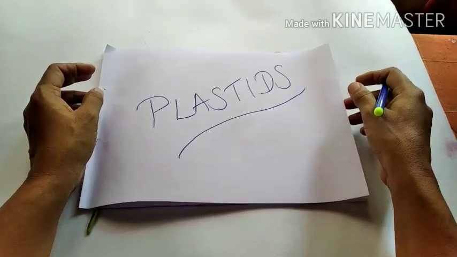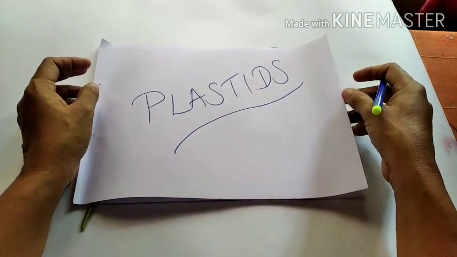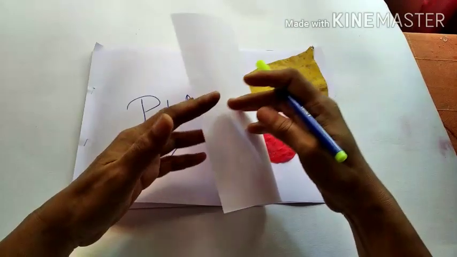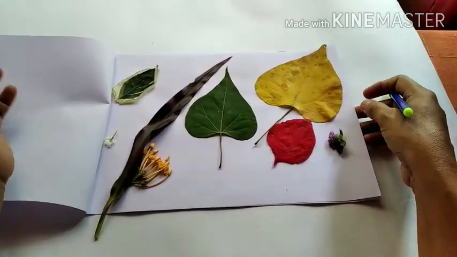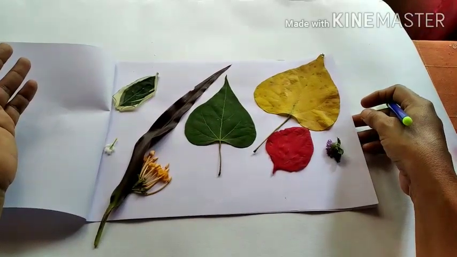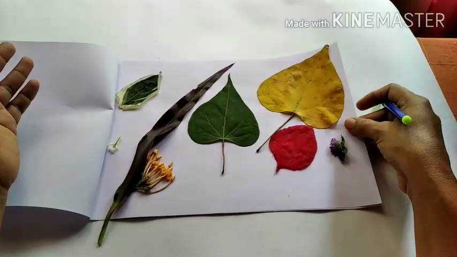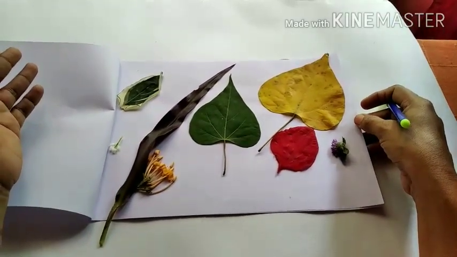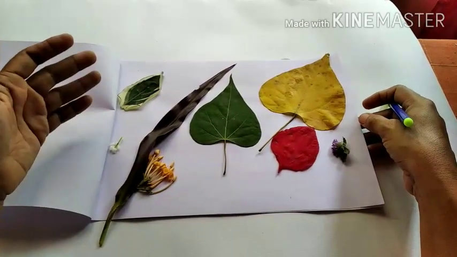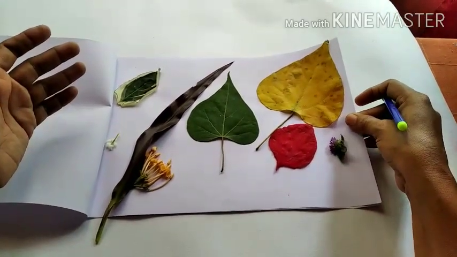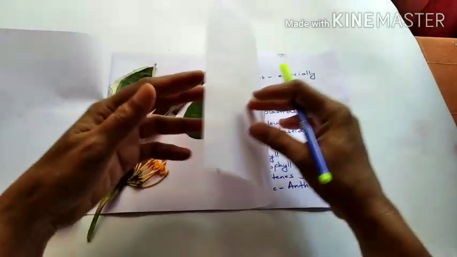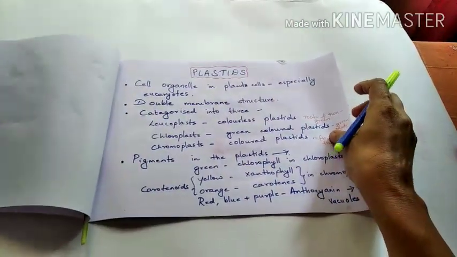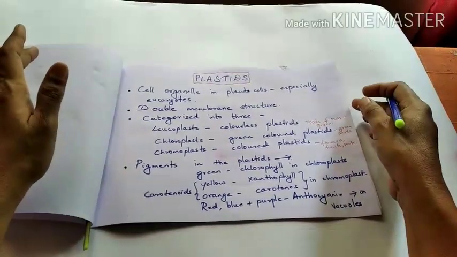Morning children. Today's class is about plastids. I've collected a few leaves of different colors just to show you the variety of pigments that can be seen in plants, because the different colors that we see are attributed to the presence of the pigments found in the plant cells. The pigments are found in cell organelles called plastids.